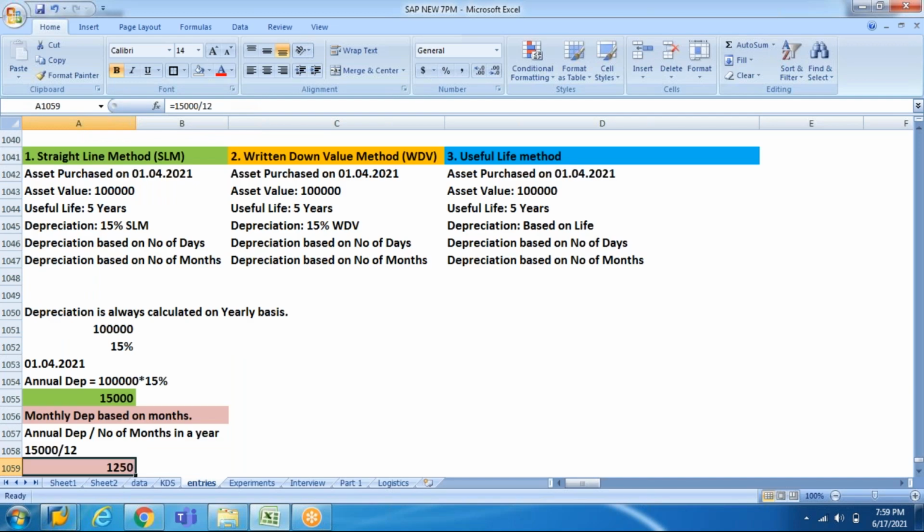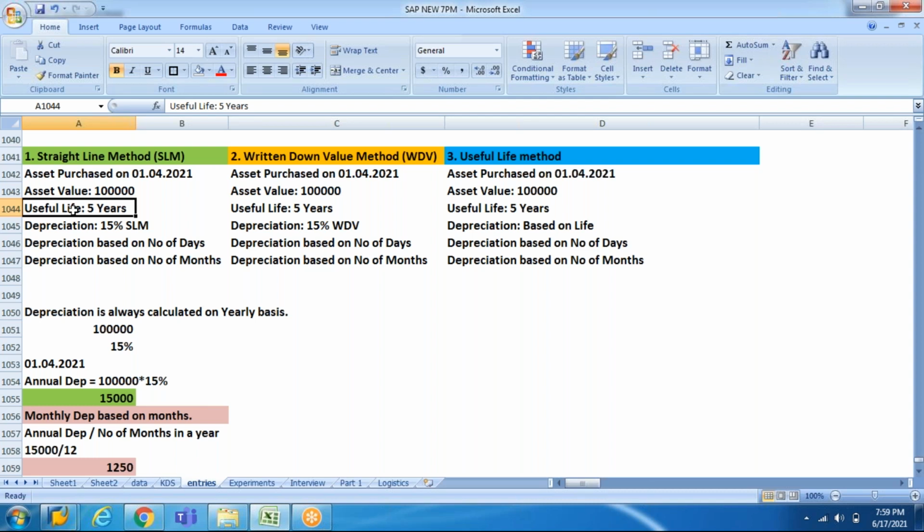I have one doubt. In SLM, we are taking 15% depreciation for every year, correct? Yes. And the asset life is 5 years? Useful life 5 years. If your depreciation is based on the percentage, you have to ignore the life. Don't consider the life. The system will keep on applying the percentage until the asset value becomes zero. So the life does not have any impact.